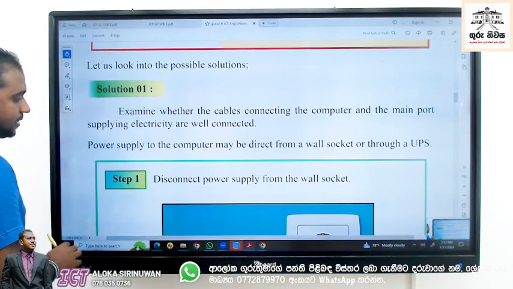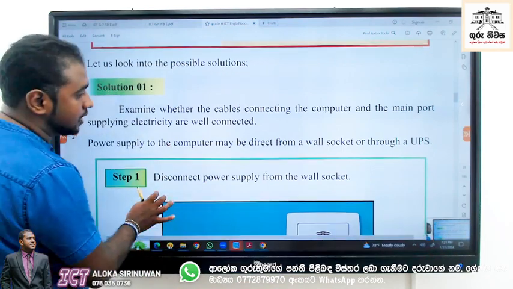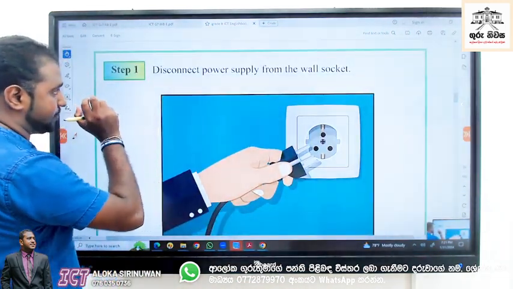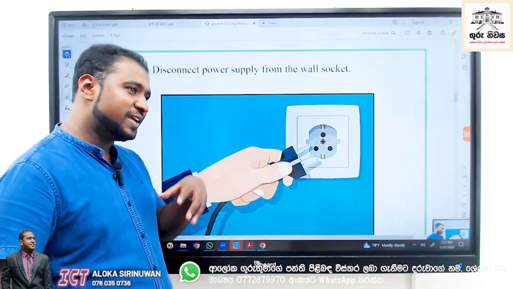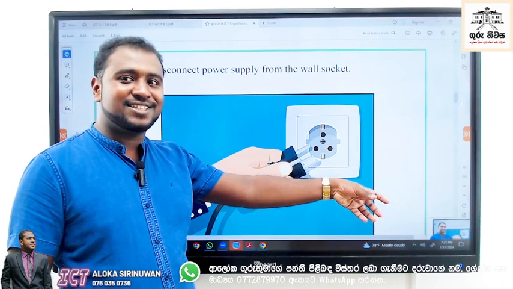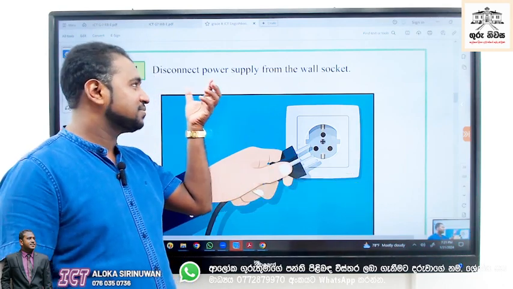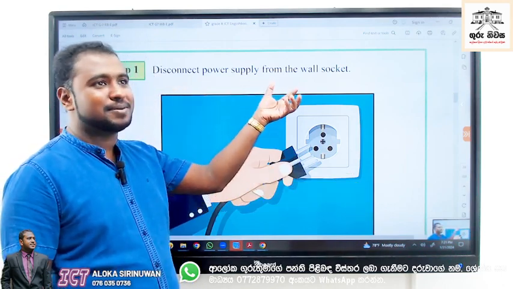Right. Look at here. What is the first step? The first step is, before you do any kind of mechanical work, you should disconnect the power supply.